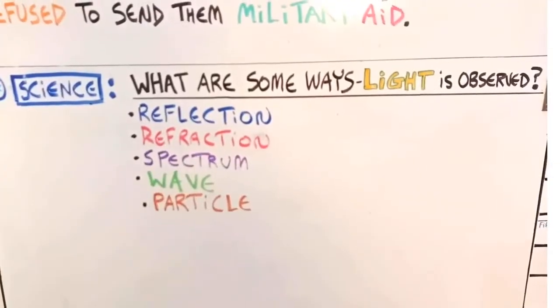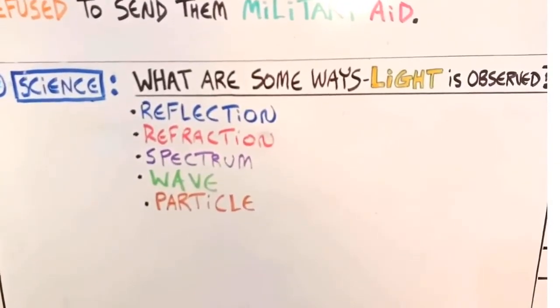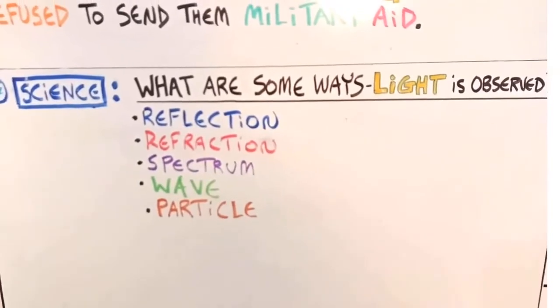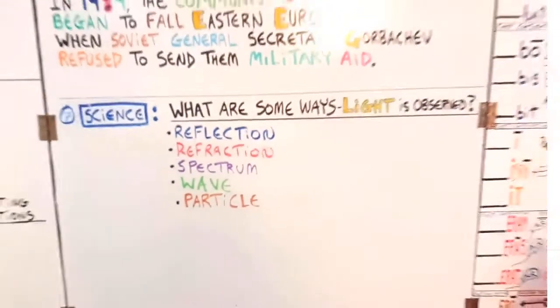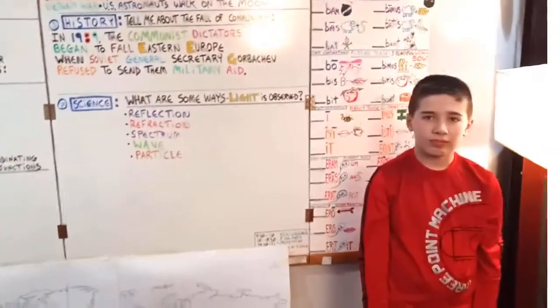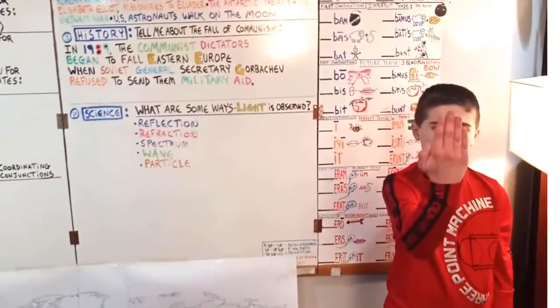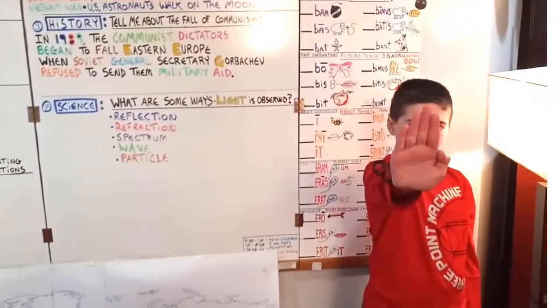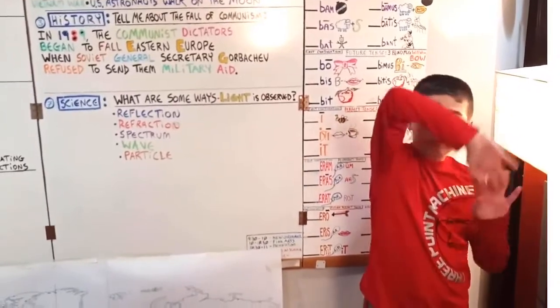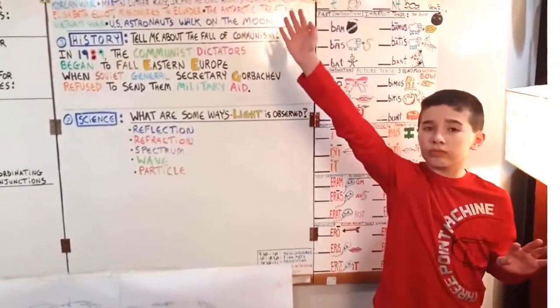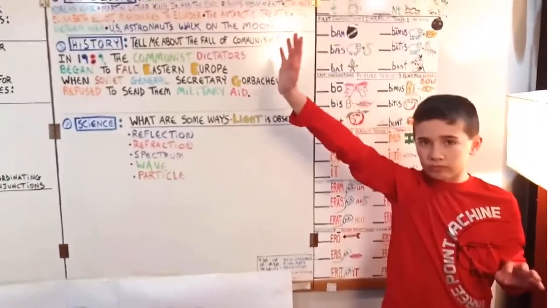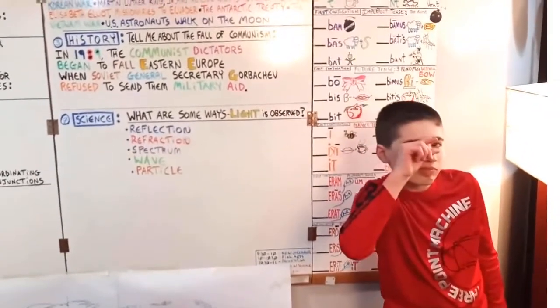What are some ways light is observed? We'll use TobyMac and Hollyn's Light Shine Bright tune to help us out. For reflection, we'll look in a mirror, and then we will refract it. We'll push it away. Then we're going to do spectrum. Spectrum's like a rainbow. And then we will wave, and then we'll look at the little tiny particle. And the song is Light Shine Bright.